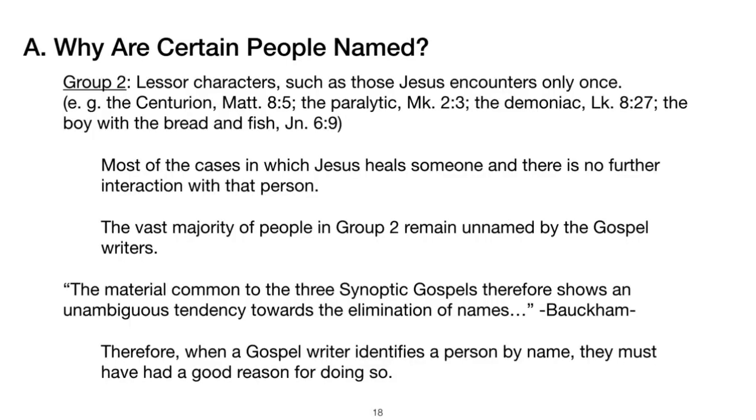So what that means is, within this second group of people that we encounter in the Gospels, when a gospel writer identifies somebody in that group by name, then they must have had some reason for doing so, because they didn't normally do that. Right?